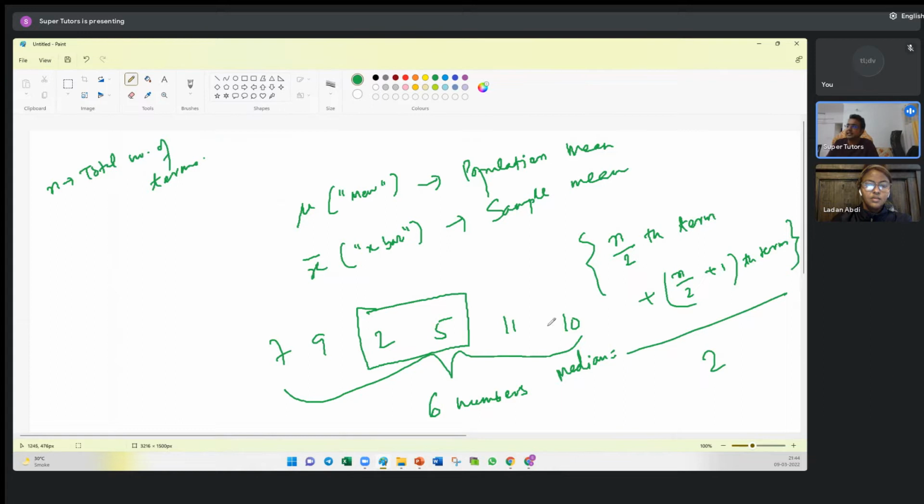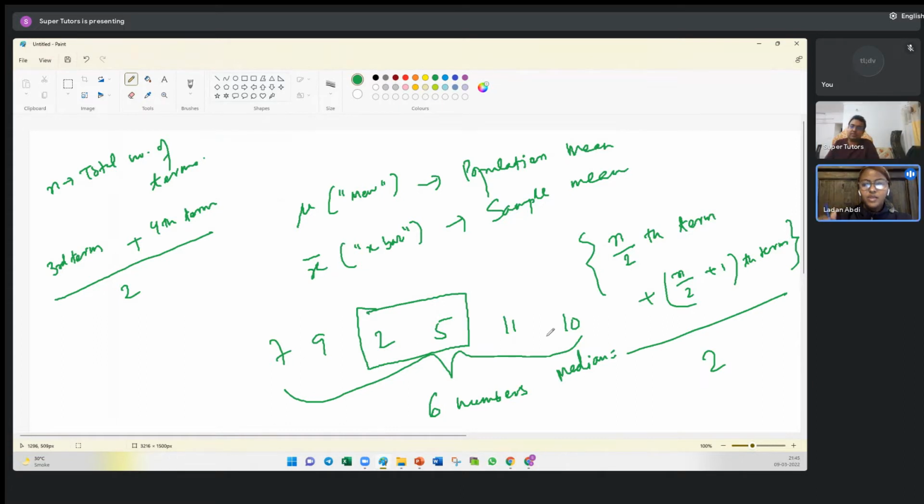So if n is 6, like in this example, the n by 2th term would mean 6 divided by 2, which is the third term. 6 by 2 is 3. And what did I say is the other term? N by 2 plus 1th term. So if n by 2 is 3, and 3 plus 1 is how much? 4. So third term plus fourth term divided by 2. So you take the average of these two, just for you to quickly find out which are the middle two terms.